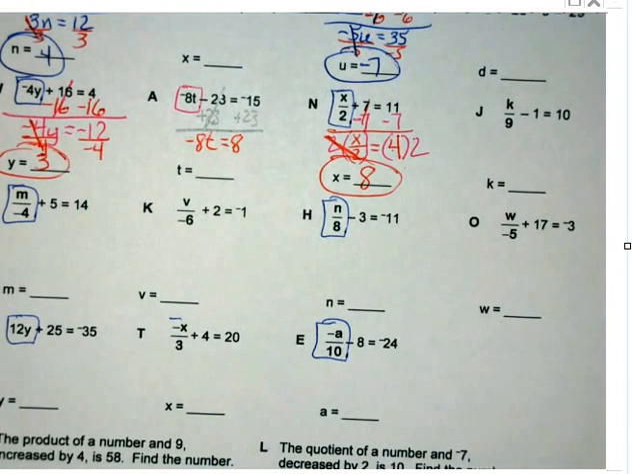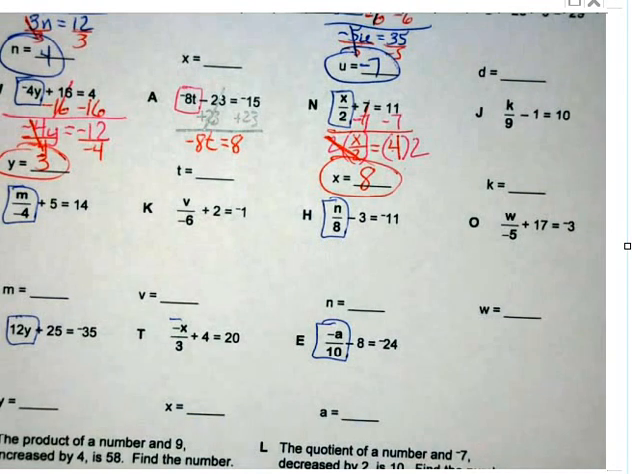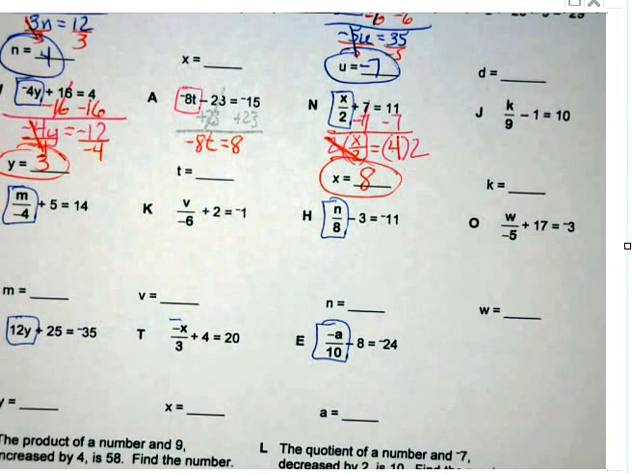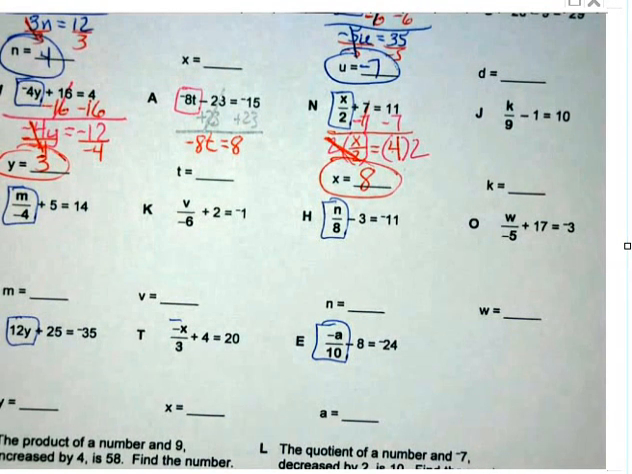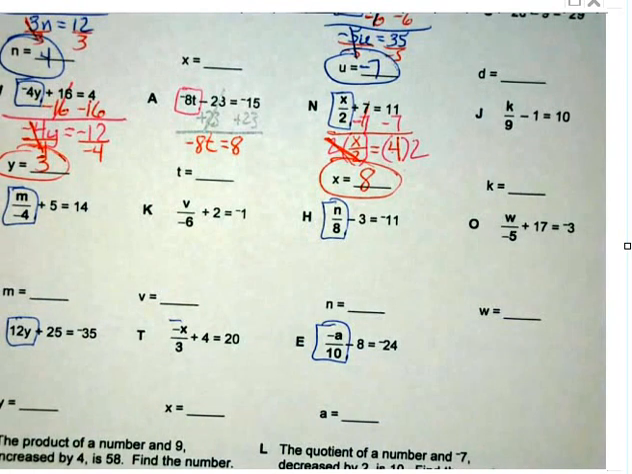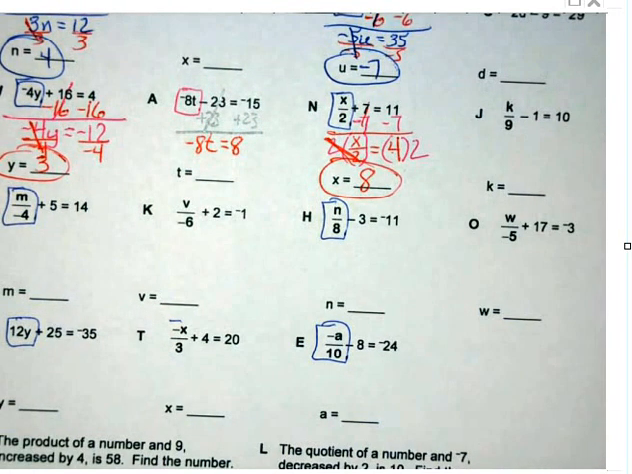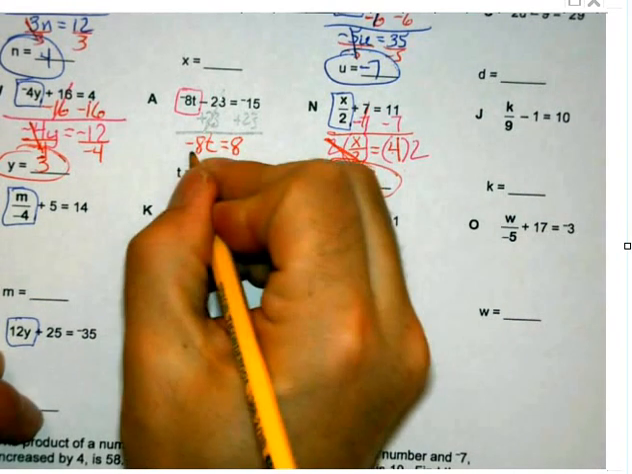Okay? So then, remember, we're doing opposites here. Right now, I'm multiplying t by negative 8. What's the opposite of multiplying? Divide by that same number.